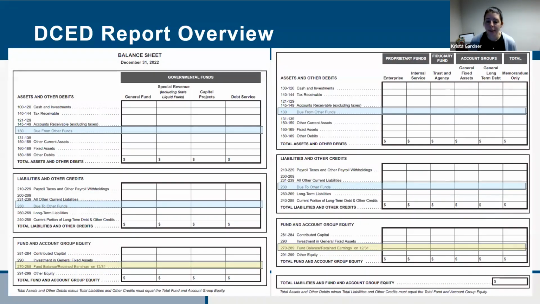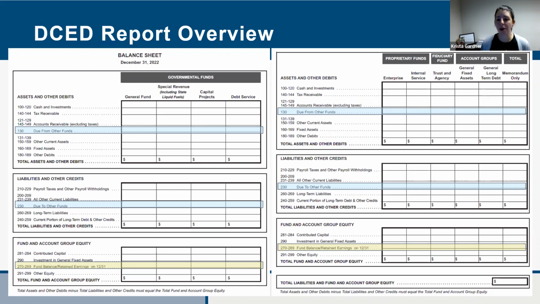So I kept the DCED reports in here because I did have a couple of questions that came through from the part 1 series on how these transactions look on the DCED report. So just a reminder, this is a snapshot of the balance sheet of the DCED report. There are two pieces because essentially all of your governmental funds are listed here on the left-hand side, and then your proprietary funds, fiduciary funds, and then other items are on the right-hand side. So it is two separate pages, but this is one balance sheet.